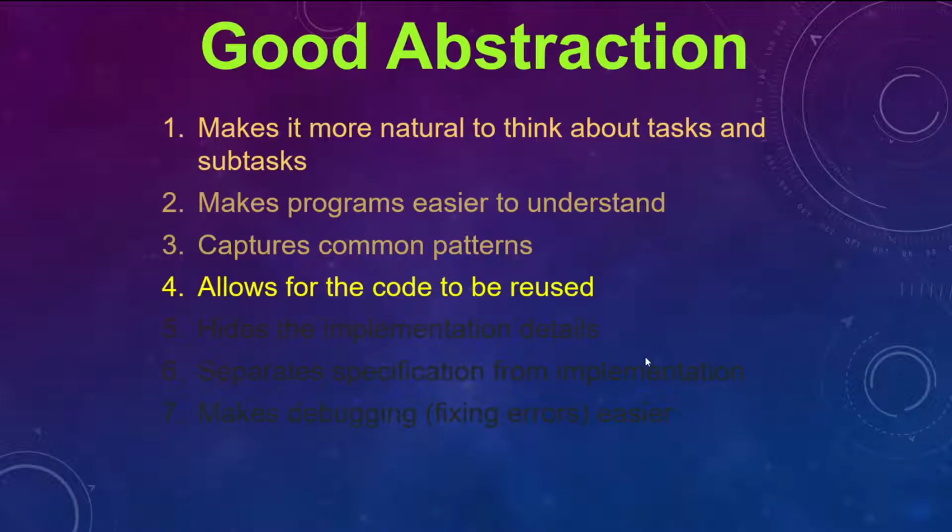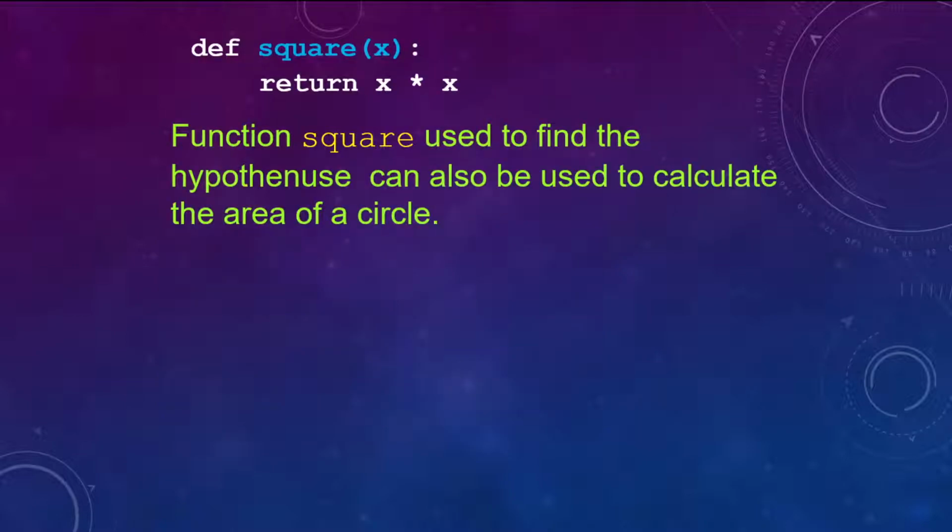Okay, next, it allows for the code to be reused. This one is quite useful, especially when you're working on a massive project. What do we mean by that? Let's say we define a square function: define square, then return x times x. Just now we used the square function to find the hypotenuse. But if you think about it, it's also useful to calculate other things as well.